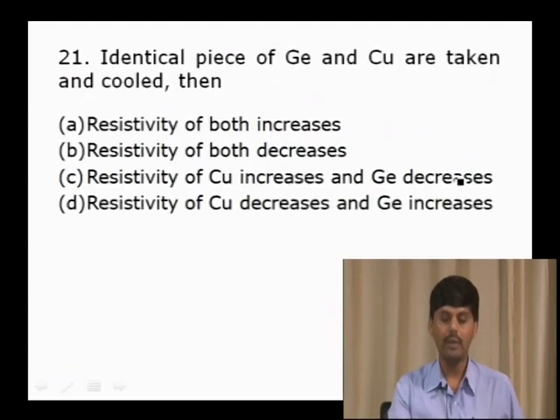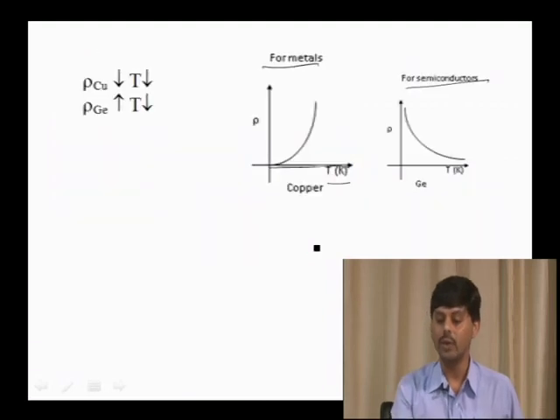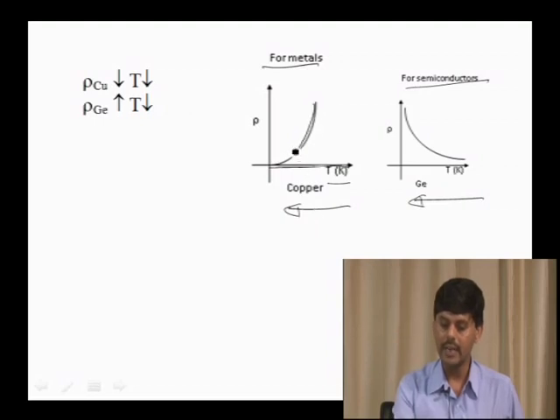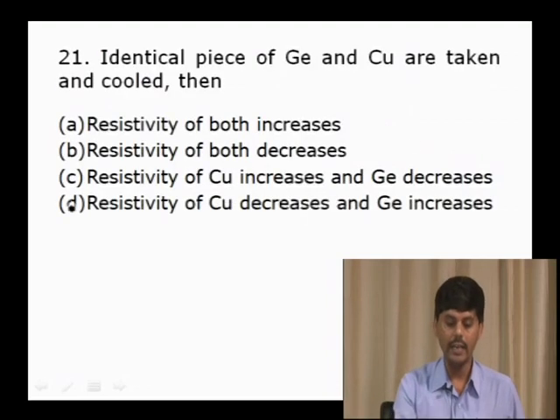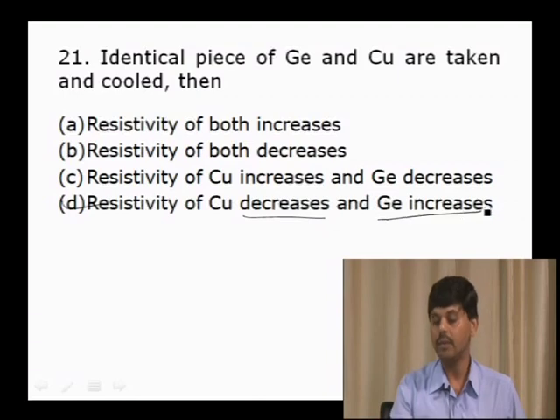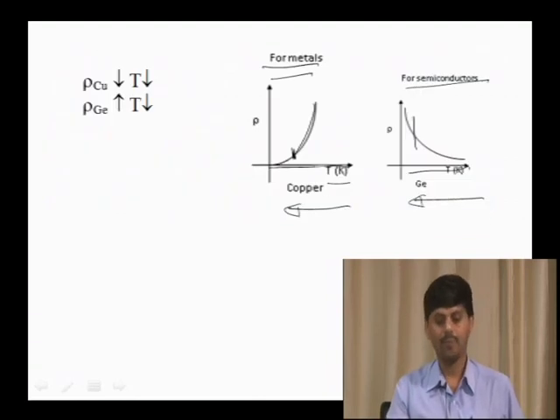But in the given problem, two identical pieces are taken and cooled, which means we are going to reduce the temperature. If you reduce the temperature, in this case resistivity decreases, and in this case resistivity increases. For metal it decreases; for semiconductor it increases. Therefore, the correct option is D: resistivity of copper decreases and for germanium it increases.